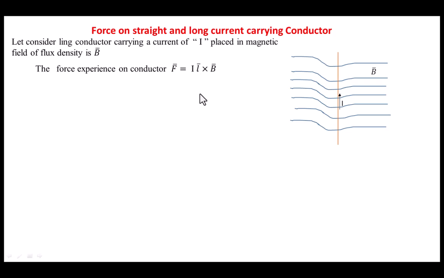If you find the magnitude of this force, since this is a cross product, we get F equals BIL sin theta. Theta is the angle between the flux and the charge which is moving in the conductor. Actually, this force will be experienced by the charge which is placed in the conductor.